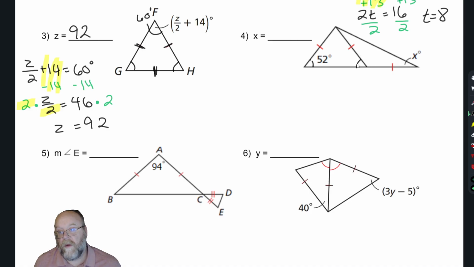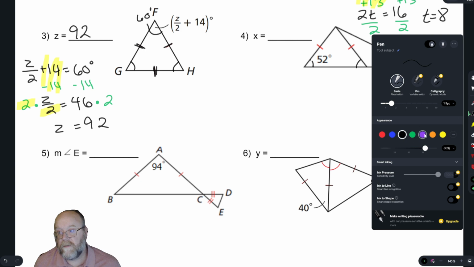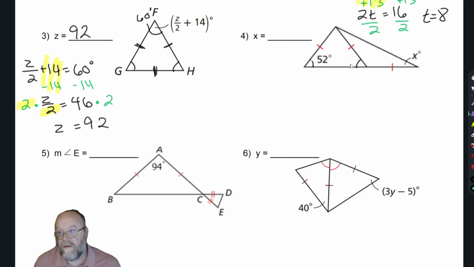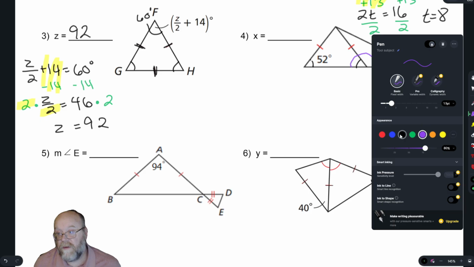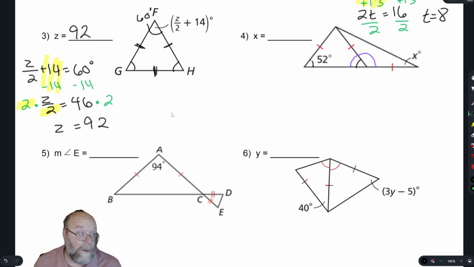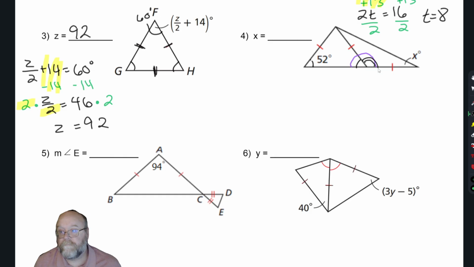So the question is, what is this angle? That's a linear pair. What are linear pairs? What do they add up to? 180 degrees? Yeah. So this angle right here is going to be 180 minus 52 degrees. And that's going to equal 128 degrees.